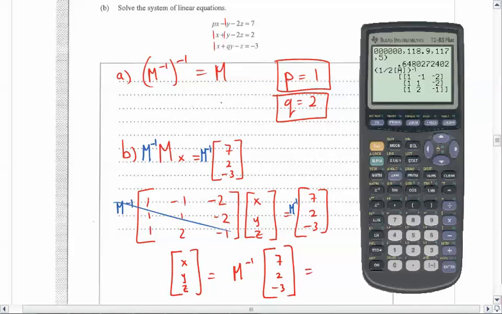So then on my graphing calculator, I'll just take M inverse, which is 1/2 A.